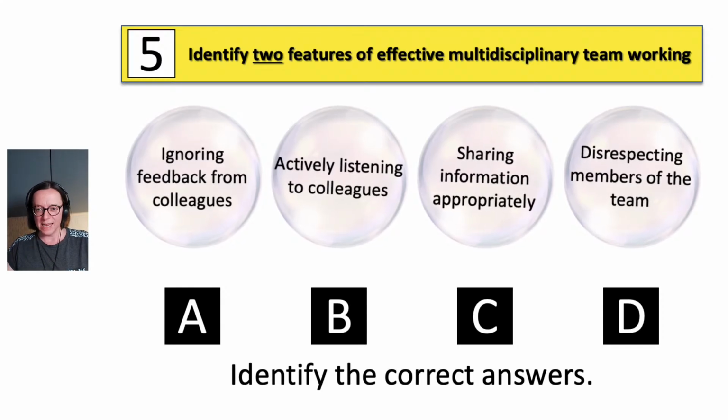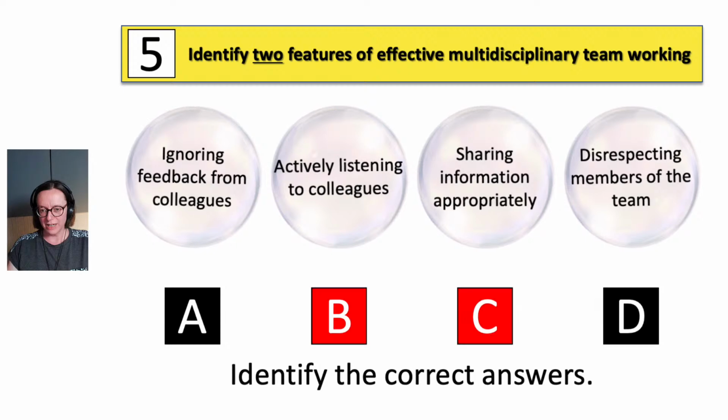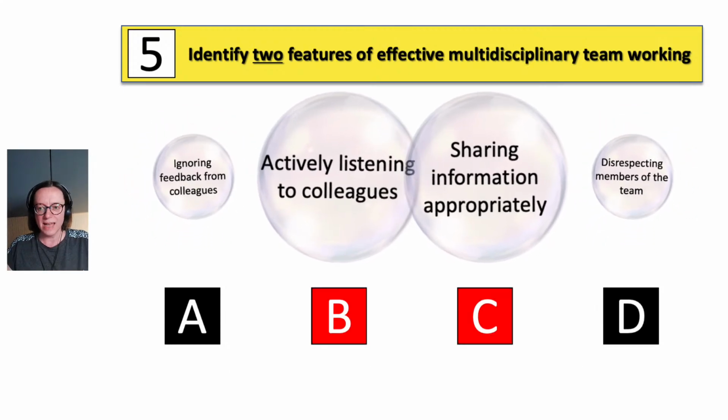Okay, Jess says B and C. Yeah, I think you're right, Jess. Absolutely. So A and D would be features of multidisciplinary team working going wrong. Okay, well done.